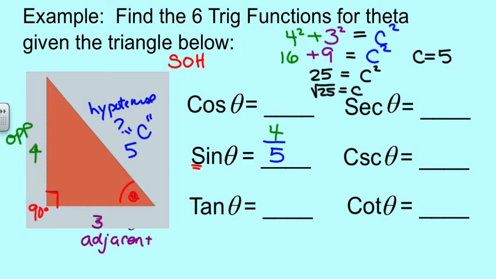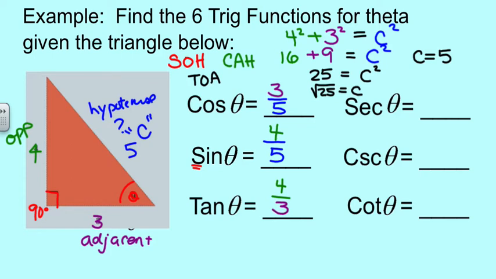The next one is cosine. Cosine, remember, is CAH. So adjacent, which is 3, over the hypotenuse, which is 5. The last one to remember is tangent. So TOA is the way we remember it. Opposite over adjacent. Opposite is 4, and adjacent is 3.